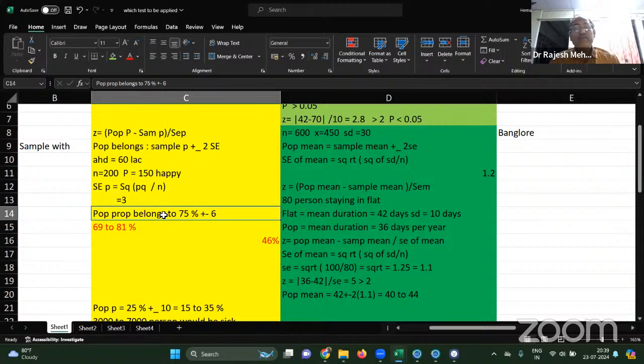So for standard error of proportion, there are two uses. You find out the population proportion based on a sample proportion, or you find out whether the sample is representative of the population or not.